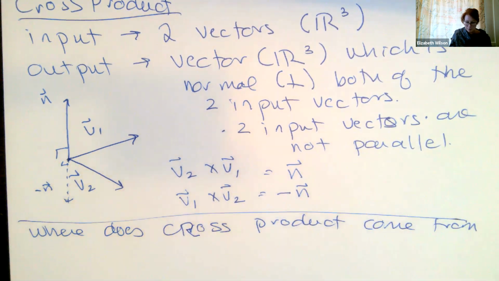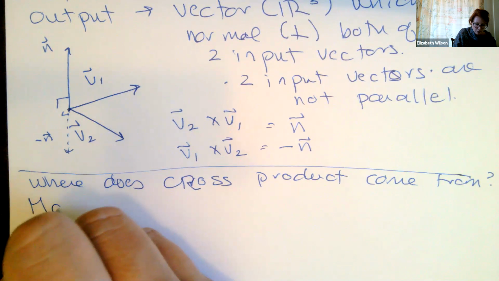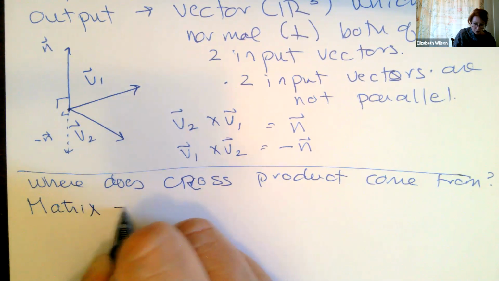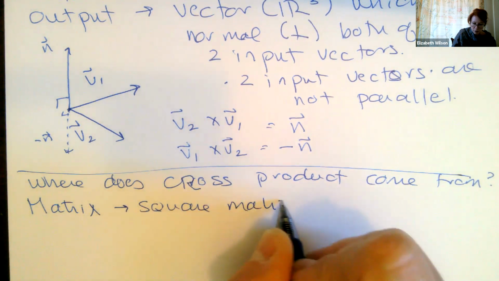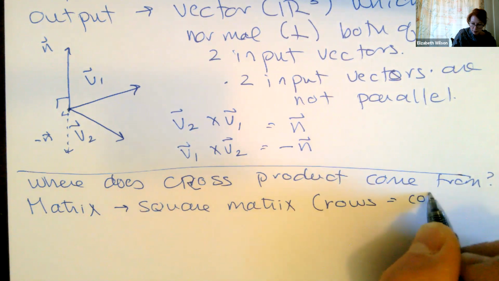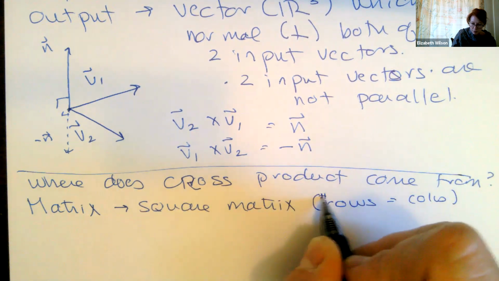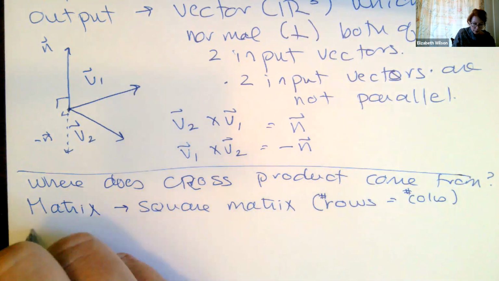Where does the cross product come from? In linear algebra, it comes from the idea of a matrix. If I have a square matrix, where my rows are equal to my columns, so the number of rows equals the number of columns, I can take what's called a determinant.